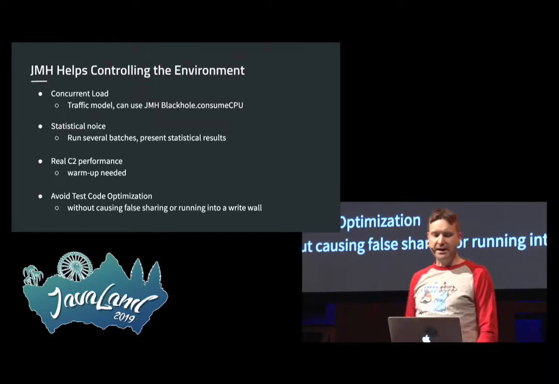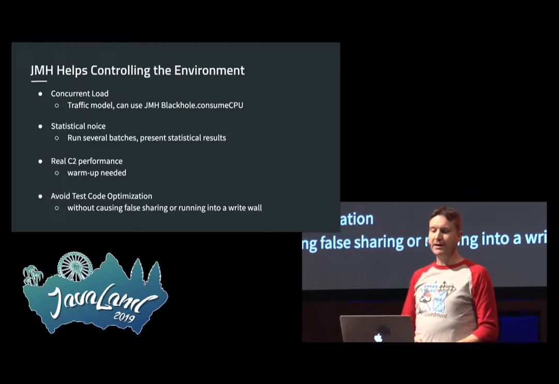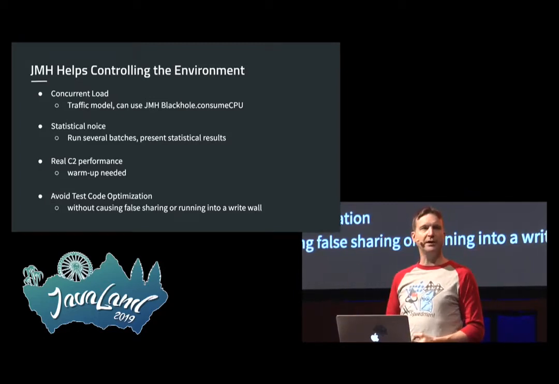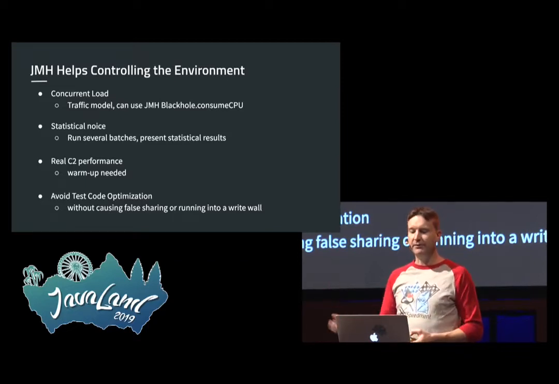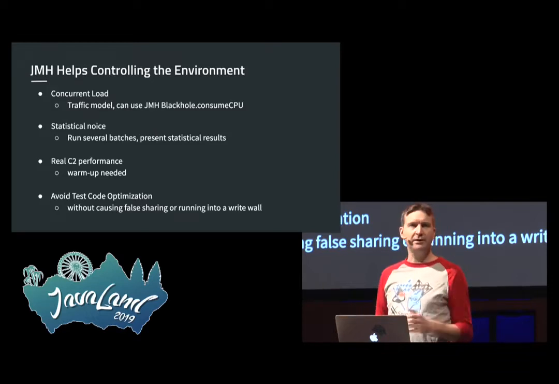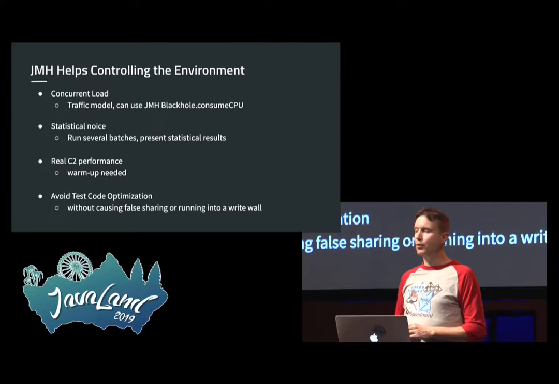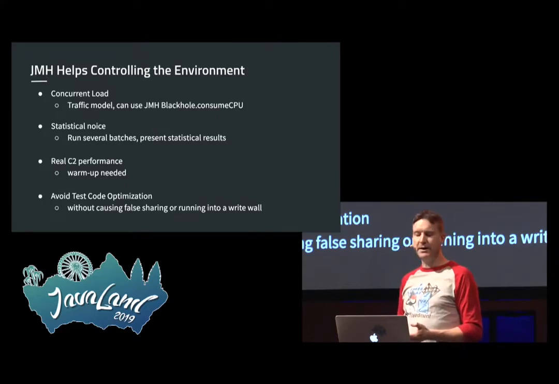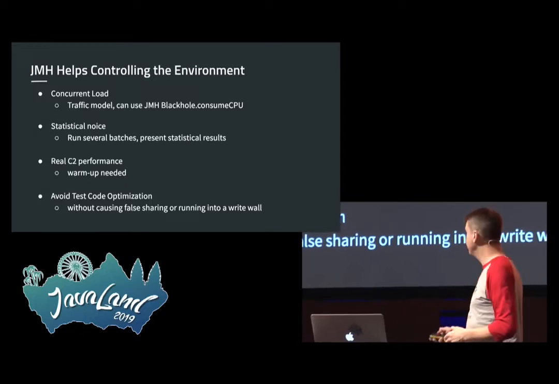Okay, so what does JMH do? It provides you with a lot of things. Like you can have black holes that really ensure that you are going to consume the results you're producing so that they're not optimized away. You can run several batches, so you can filter away statistical noise. You can see the real C2 performance because there is a warm-up period so that all your methods have been optimized. And it avoids dead code elimination and stuff like that that can ruin your experiment.